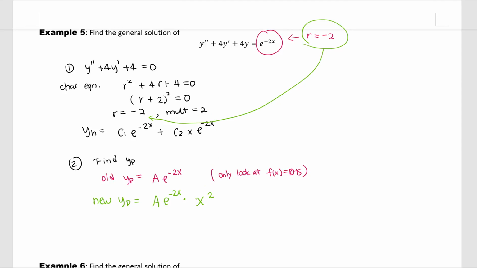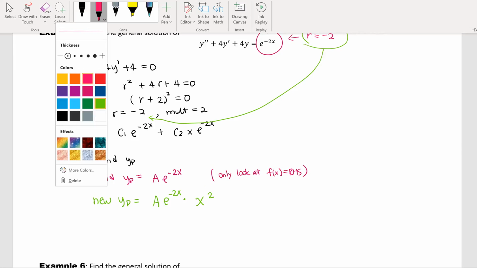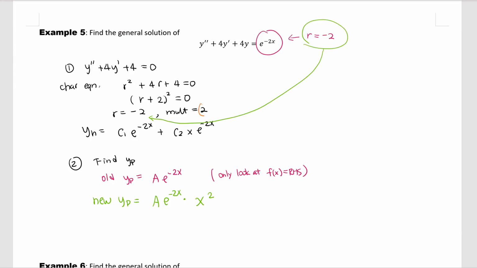Okay, let me use a different color to indicate the 2. The 2 is here. Okay. All right, so this is our setup. So when you do this new setup, you also look at the root of the characteristic equation and also look at the multiplicity as well, because the multiplicity decides what's the power of x you want to multiply with. Okay, so that's our new yp.